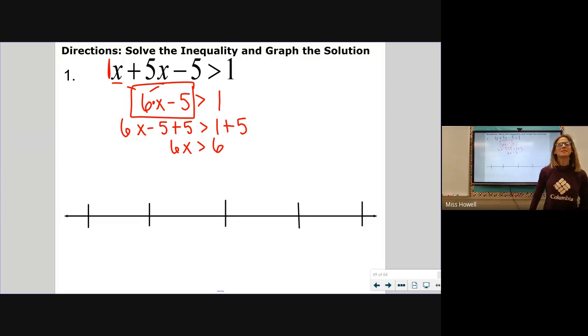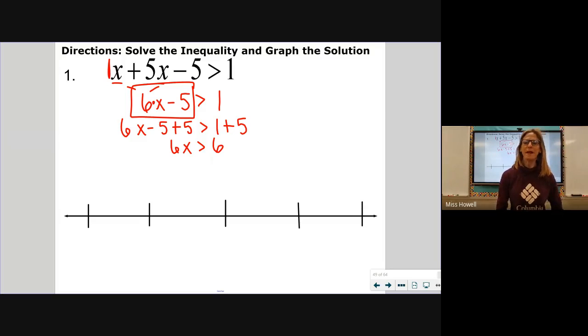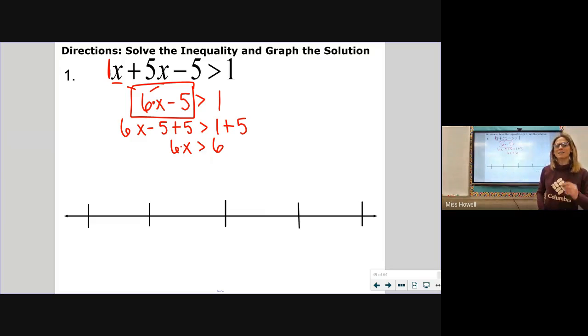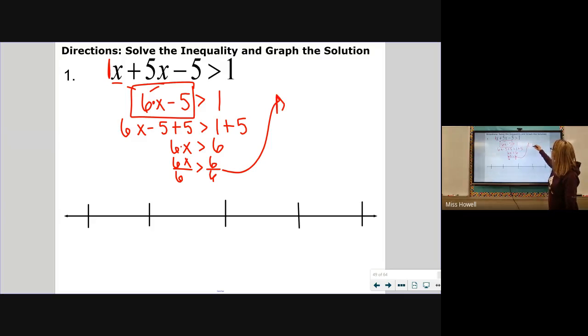Our next step is our multiply, divide step, and our check to see if it's a flip step. Right now we have a multiply by 6. We're going to divide, and we're going to divide by positive 6. Since our dividing number is a positive, no flip. So this is going to stay as a greater than. So 6x divided by 6, staying as a greater than, and 6 divided by 6. When we're done here, we end up that x is every number greater than 1.